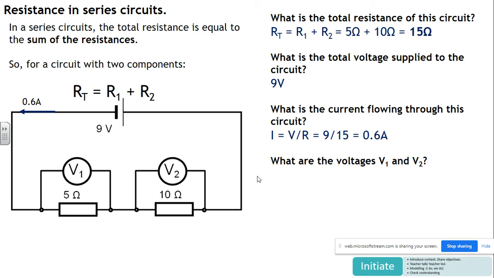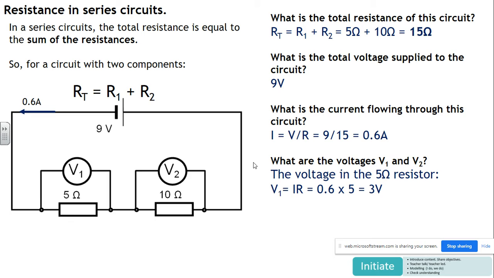And then the last one, it says, what are the voltages V1 and V2? Okay. Now, we know that those voltages must add up to equal 9. But what are the individual voltages? Because look, we have a 5 ohm resistor here and we have a 10 ohm resistor there. So they'll both be taking different amounts of energy. Now, this is where we can use the formula again, because what's our formula for voltage? Can I hear you say V equals IR?